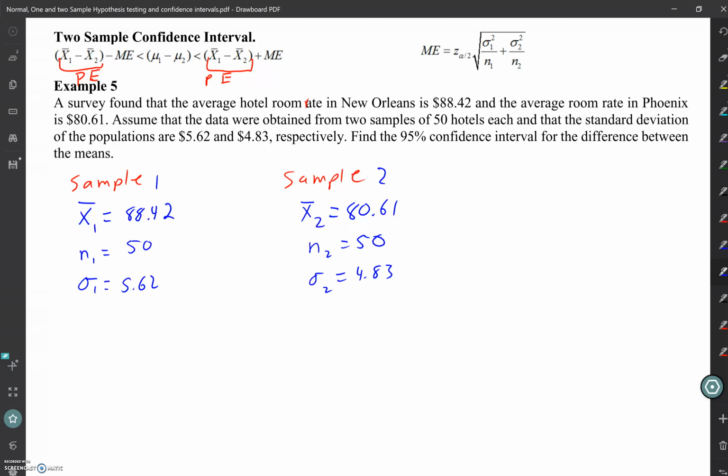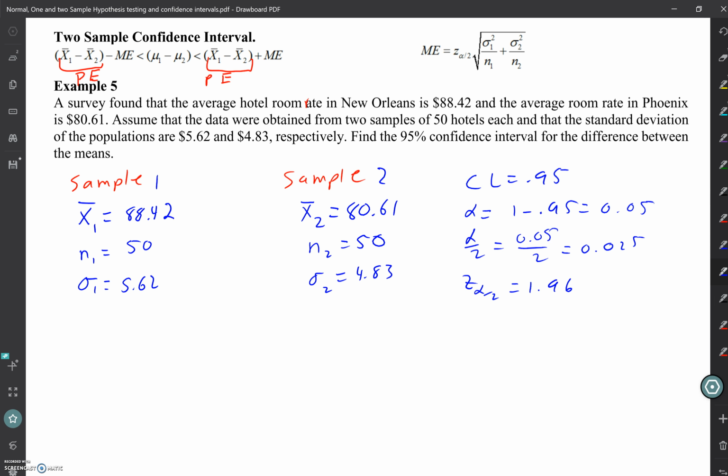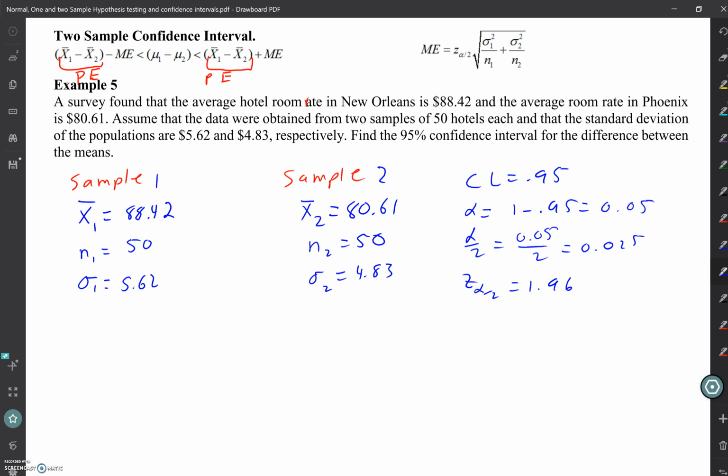All right. Now let's try and find our pieces. So we want to be 95% confident, so our C level is 0.95, which means that alpha is 1 minus 0.95, which is 0.05. So alpha divided by 2 is 0.025. And what was the z-score that went along with 0.025? 1.96. And you can find it again like we did in example 1, same method. If we know it, we can go ahead and just use it.